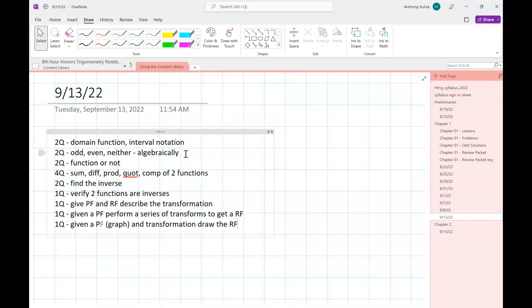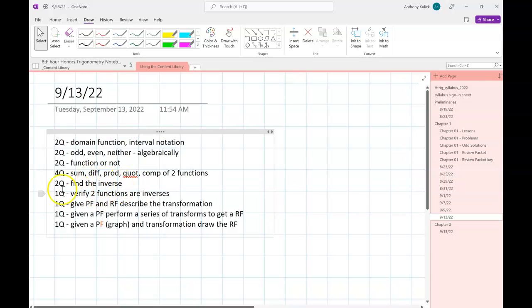So the first two questions are just domain questions. You're just finding the domain of a function and writing your answer in interval notation. Two questions where I ask you if the function is odd, even, or neither, and you have to support your answer algebraically. Means you're doing the proofy stuff that we did in the notes. Two questions, just whether something's a function or not. Four questions that are sum, difference, product, quotient, or composition of two functions. There's a big block of questions like that in the review. Right? Do you remember seeing that?